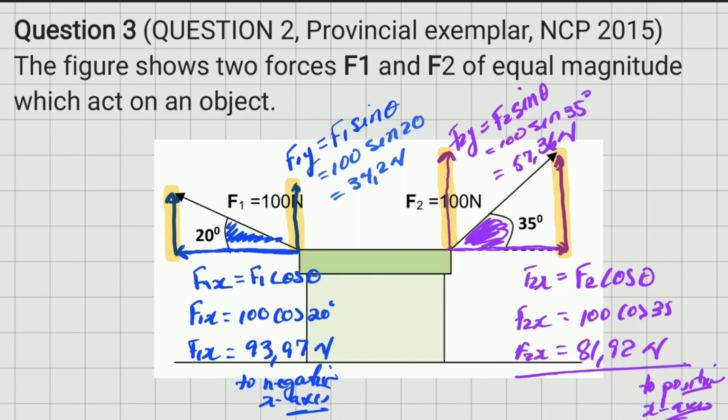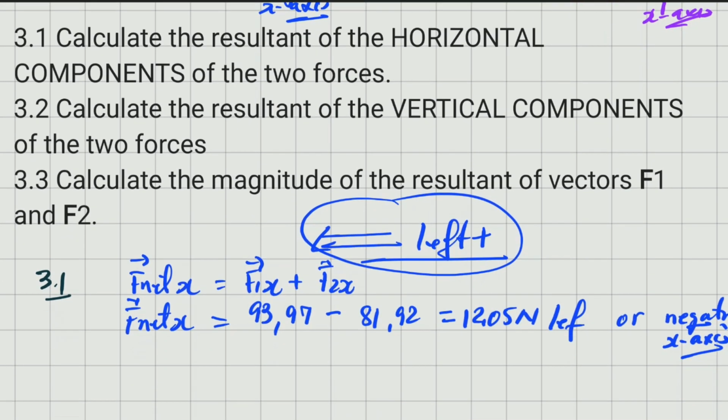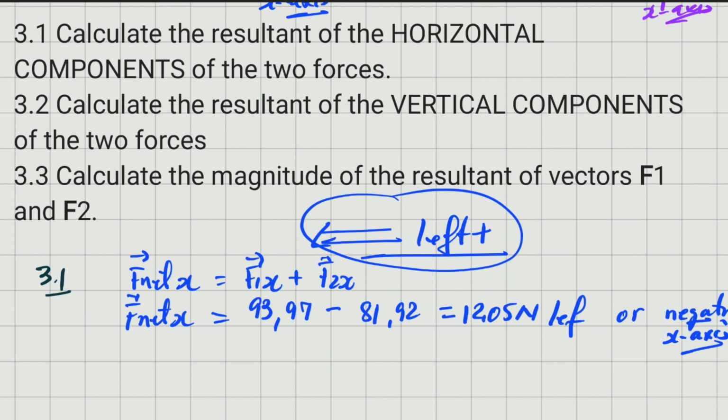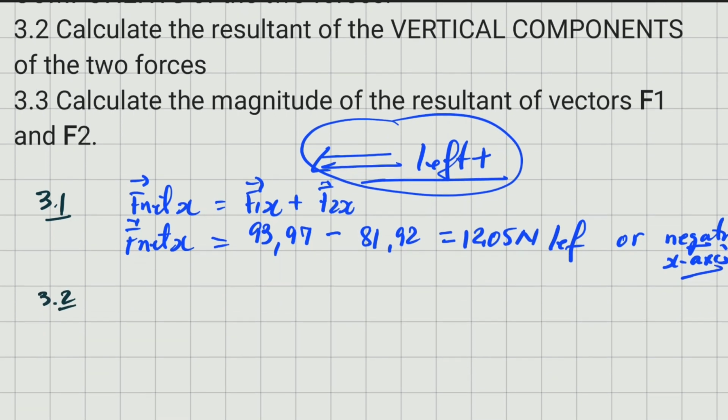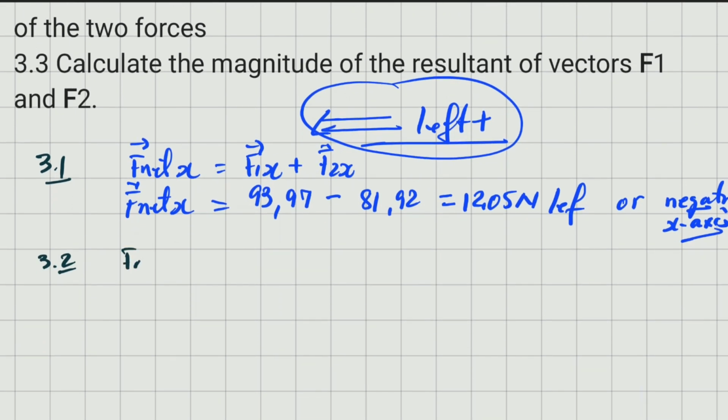Then once you have this, note that both of them are pointing up, so we have to add the two components. So question 3.2, we have that F net in y is equal to F1 in y plus F2 in y, and we just have to substitute here, guys.